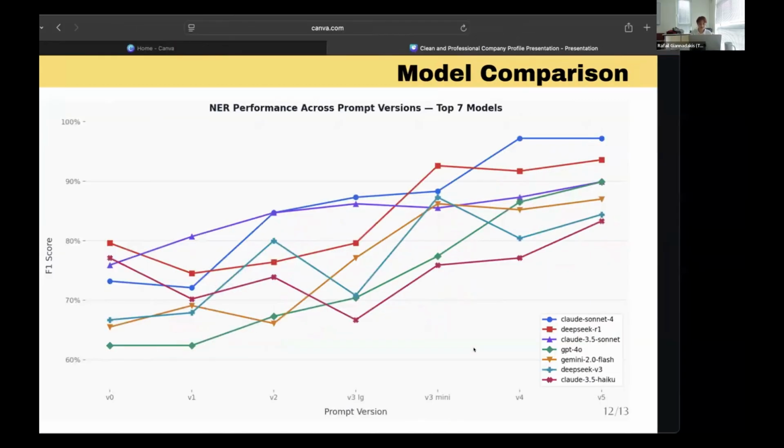So let's see these lines of my top 7 models. The general trend is upward, but look what happens between version 3 large and version 3 minimal. Same rules, same content, same examples. The only difference is the chain of decision was stripped down from verbose to minimal. Most models jump significantly in the minimal version. DeepSeek R1 goes from 79.6 to 92.6. Gemini goes from 77.1 to 86.2. And this is my top candidate for the corpus enrichment.